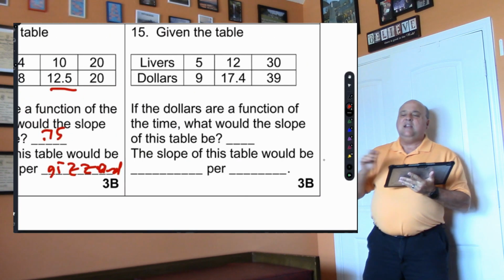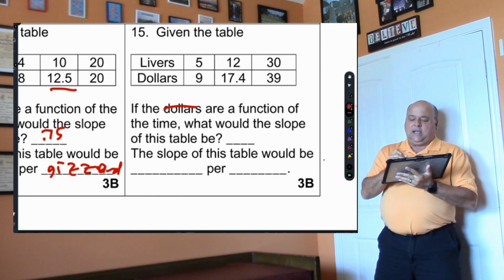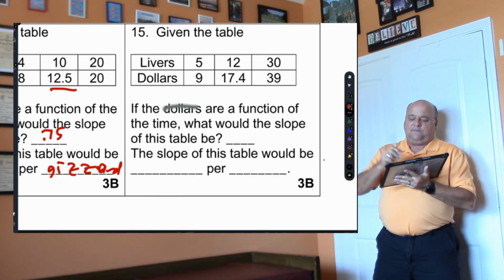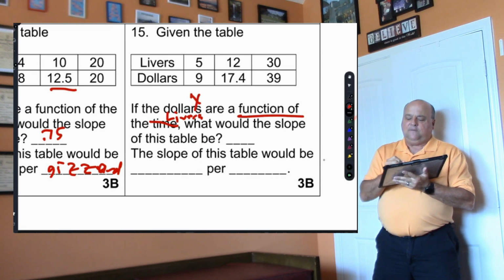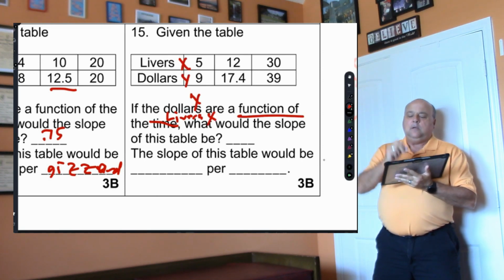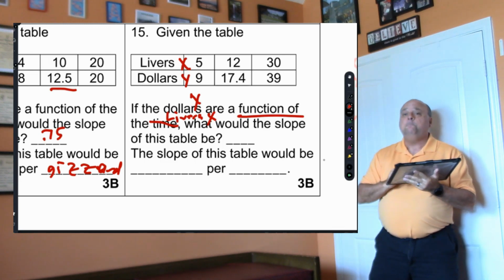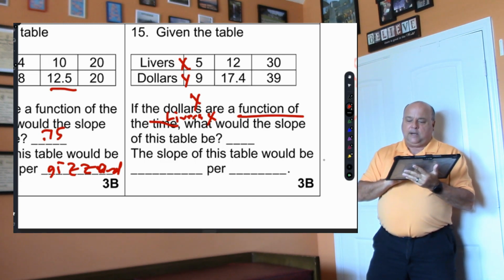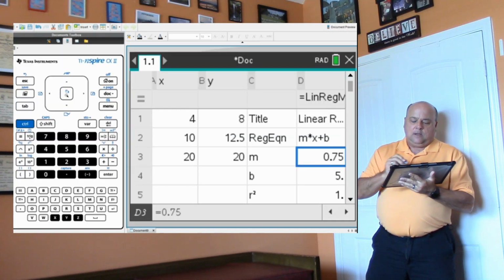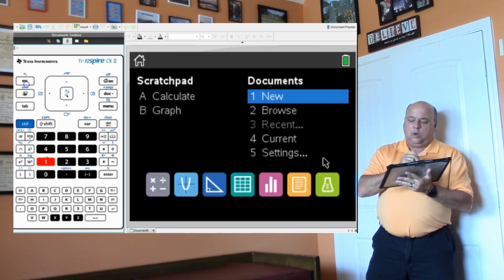Go to number 15, the same thing, except we have dollars is a function of the livers, okay? So underline function of Y is a function of X. So your dollars is going to be a function of the number of livers you get. So let's go to the calculator. I need 5, 12, and 30. So home, 1.